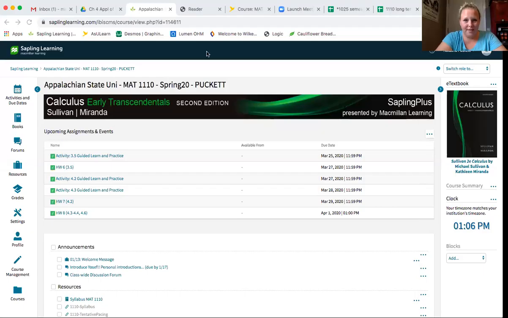Record on this computer. There we go. Now we're rolling.